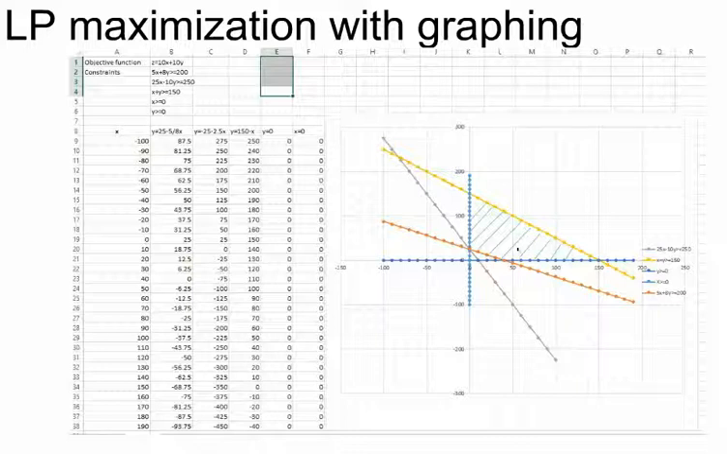I have done that on the right side of the screen, and as you can see, the yellow line is x plus y is greater or equal to 150. The gray line is 25x minus 10y greater or equal to 250. The blue line is y is greater or equal to 0, and the light blue line is x greater or equal to 0, while the orange line is 5x minus 8y greater or equal to 200.